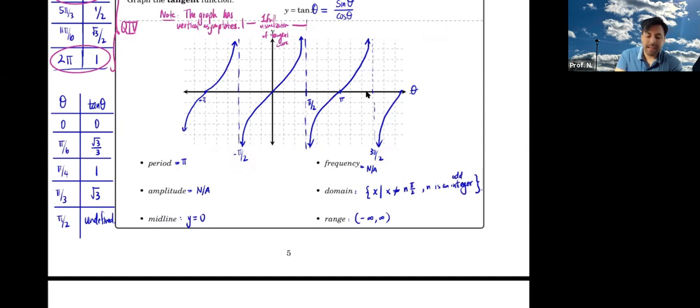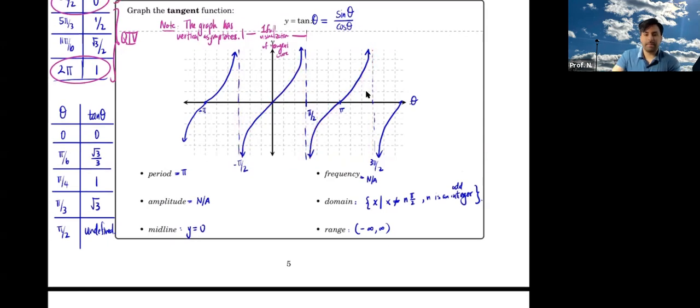So my domain cannot include the odd multiples of pi over 2. So 5 pi over 2, 7 pi over 2, negative 11 pi over 2. Those are the instances where we have vertical asymptotes. But everywhere else, we have my domain. So that's tangent.